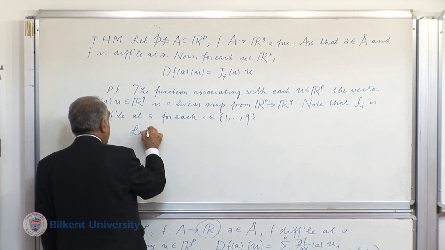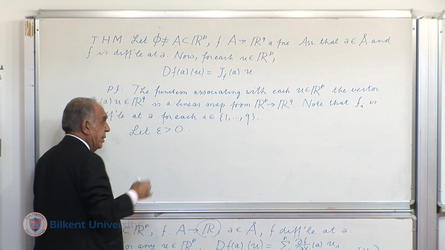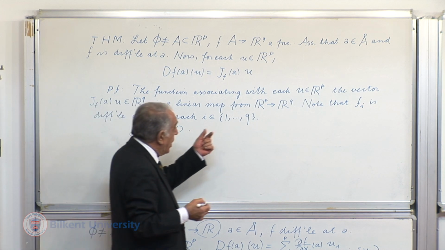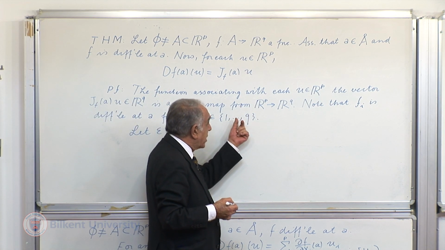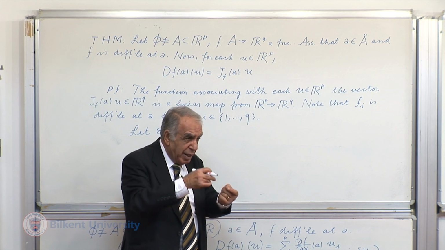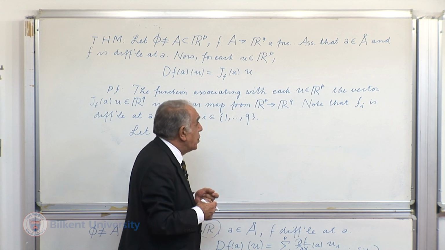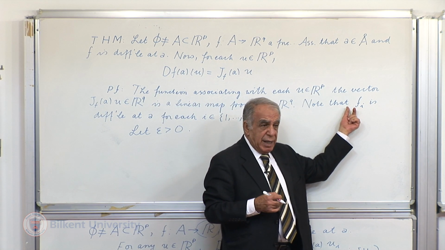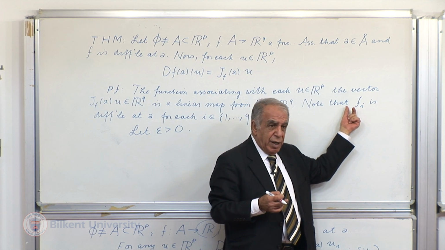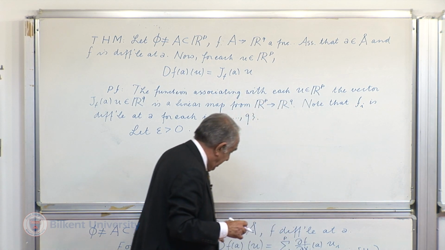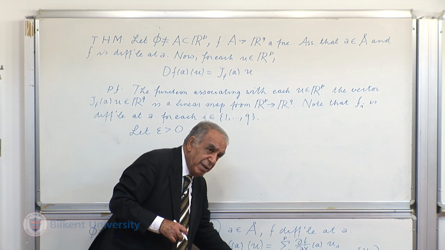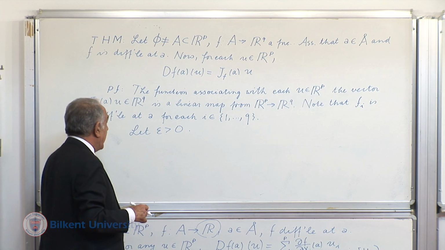Now let epsilon be greater than 0. But again, we know what the matrices representing the derivatives of f_i are. The whole thing is to bring them together. So let us use that the f_i's are differentiable, and let us also use that this row matrix is what represents the derivative of f_i at a.